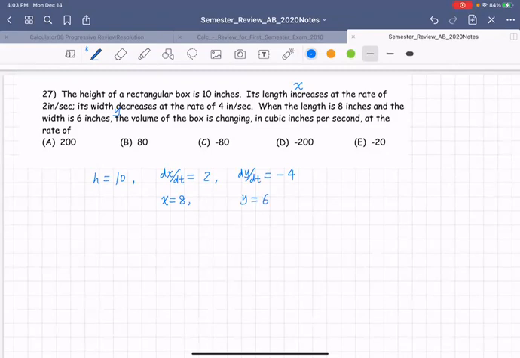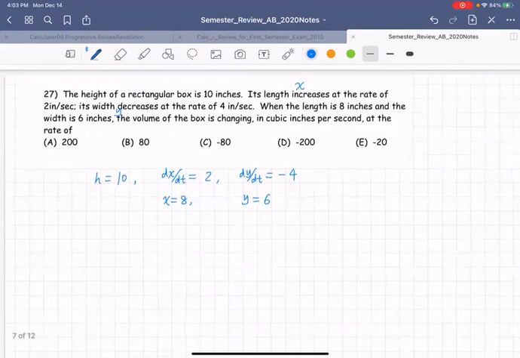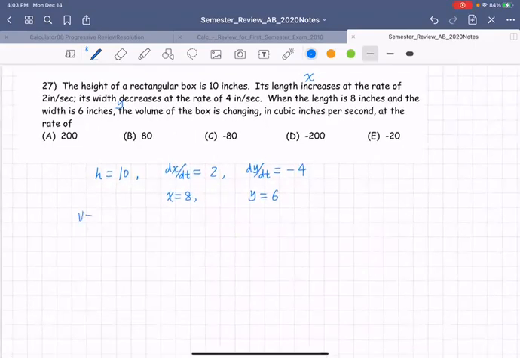Okay. And the volume of the box is changing. So we want to calculate the volume. Volume is x y times h, right? And h is 10, so this is 10xy. Now dV over dt will equal 10 times dx over dt times y, plus x times dy over dt. Okay?